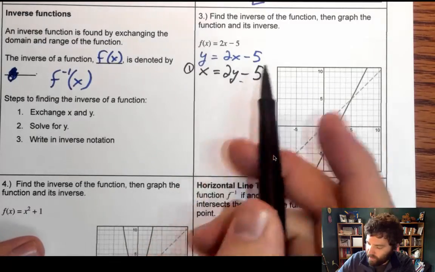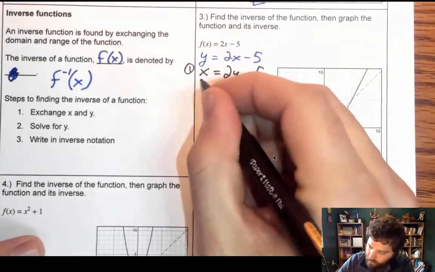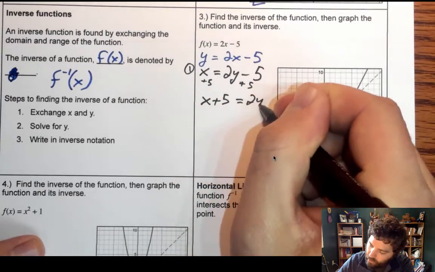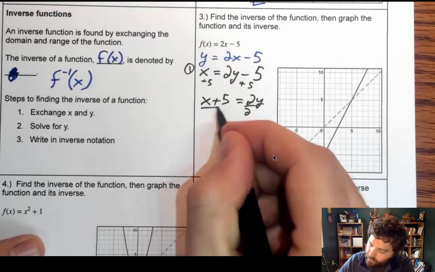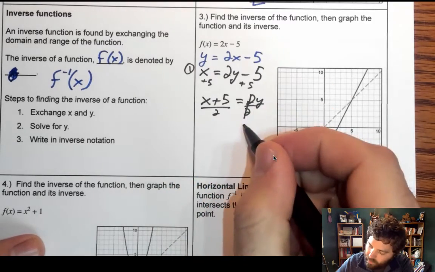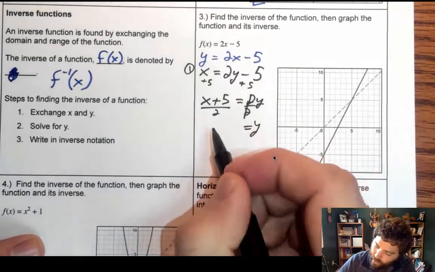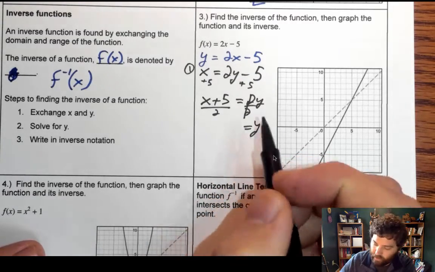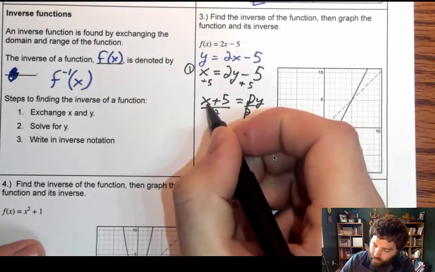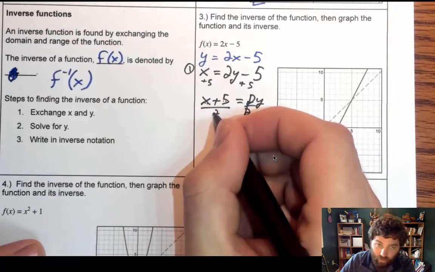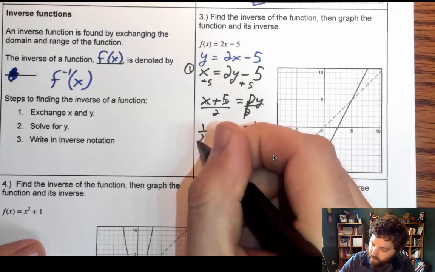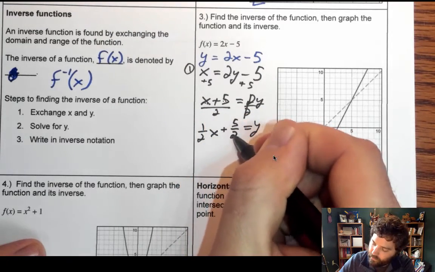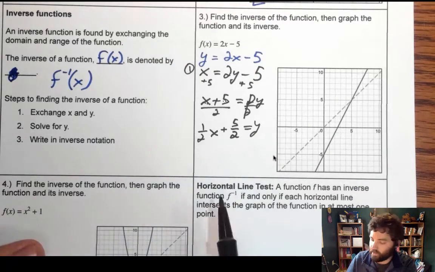So I'm going to add 5 to both sides. So I get x plus 5 is equal to 2y. And I'm going to divide both sides by 2. Now, you can leave it like this, but probably the book's answers, and it will probably show up like this on the quiz too, are going to divide both of these things by 2. So if I take x over 2, that's the same as 1/2 x. And then 5 divided by 2 is just 5 over 2.